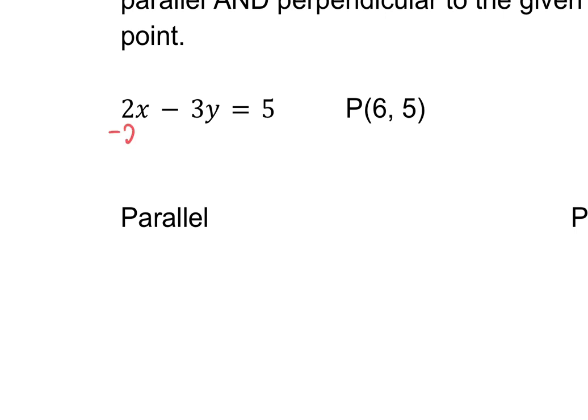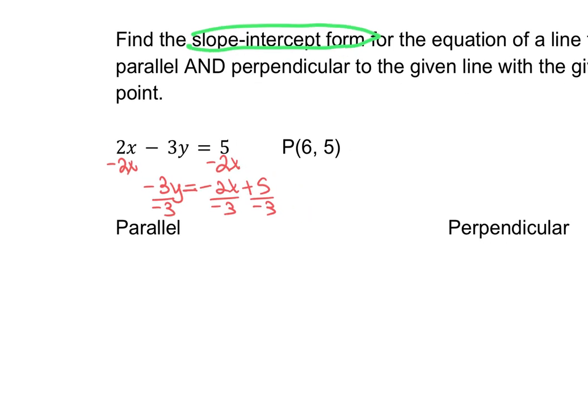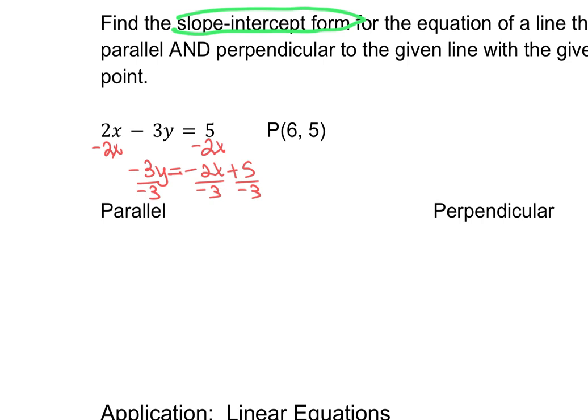So we're going to subtract 2x from both sides. -3y equals -2x plus 5. Divide by -3, -3, -3. So our equation in slope-intercept form that we're going to use is y equals positive 2/3 x plus we need to find the new y-intercept.